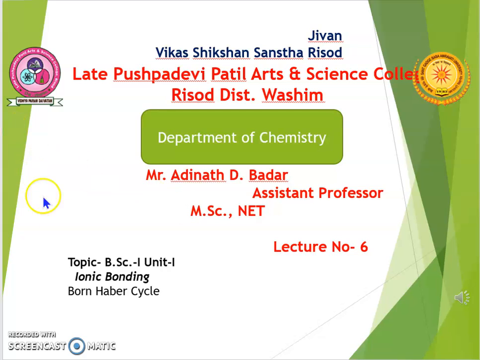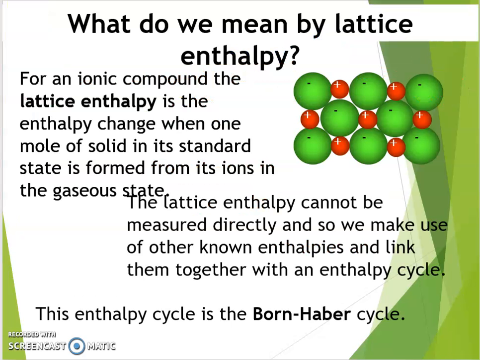of ionic bond. So firstly we discuss what is meant by lattice enthalpy. For an ionic compound, the lattice enthalpy is the enthalpy change when 1 mole of solid is formed from its own ions in the gaseous state. The lattice energy cannot be measured directly, and so we make use of other known enthalpies and link them together with the enthalpy cycle. So this enthalpy cycle is the Born-Haber cycle.